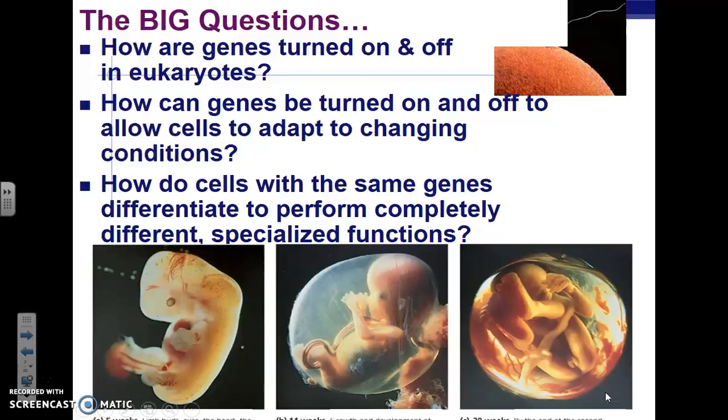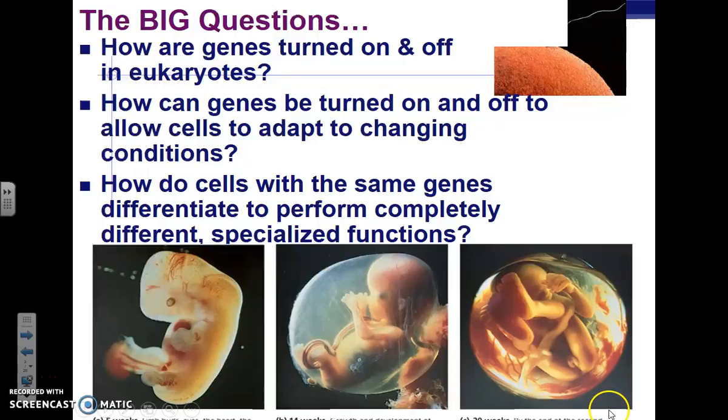So the big questions that we're going to be looking at, and the first one really is our main topic. We're going to be looking at 2 and 3 in the 2 weeks before Christmas, after our test, more deeply. But today we're going to be focusing on how genes in eukaryotes are turned on and off, and how genes can be turned off if there's a changing condition. So if something changes in the cell, how can we turn genes on and off? And then how do cells during embryonic development differentiate into different cell types? That's something we're definitely going to be looking at more after our test on all of the DNA stuff.